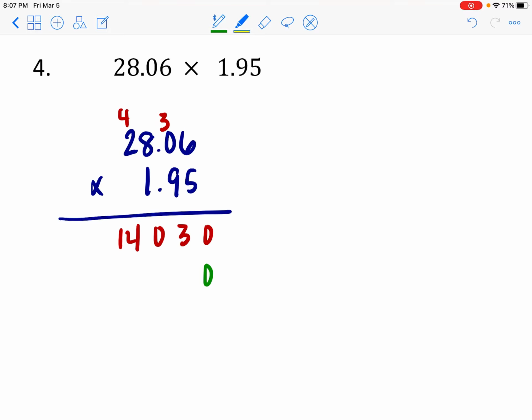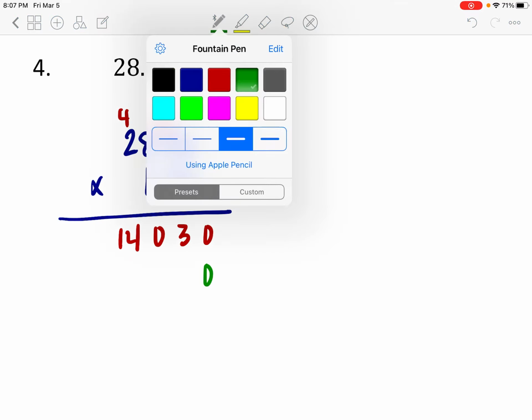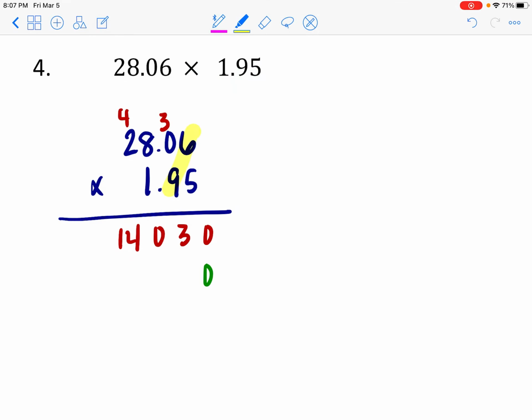And now we're going to multiply our 9s here. So 9s. 9 times 6 is 54. So 4, and carry the 5. 9 times 0 is 0 plus 5 is 5. And then 9 times 8 is 72. So it's 2, carry the 7. And then 9 times 2 is 18. 18 plus the 7 is 25.